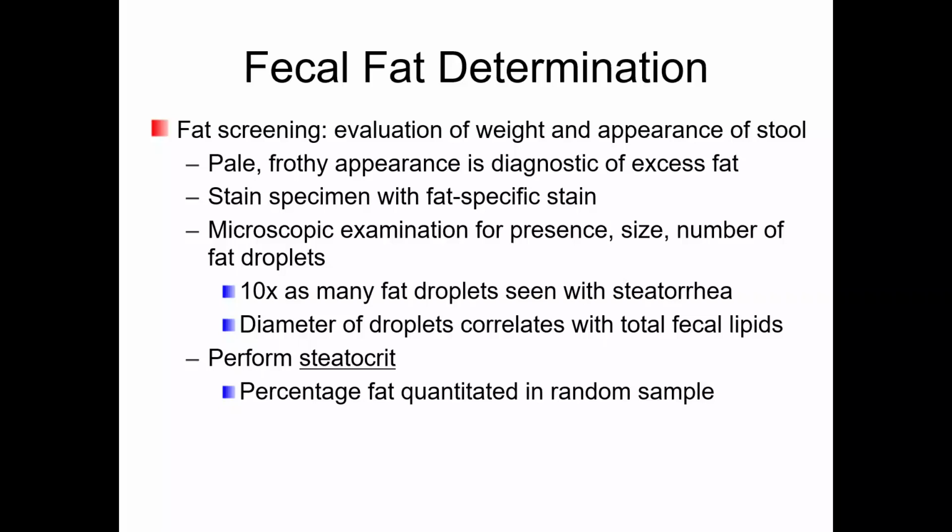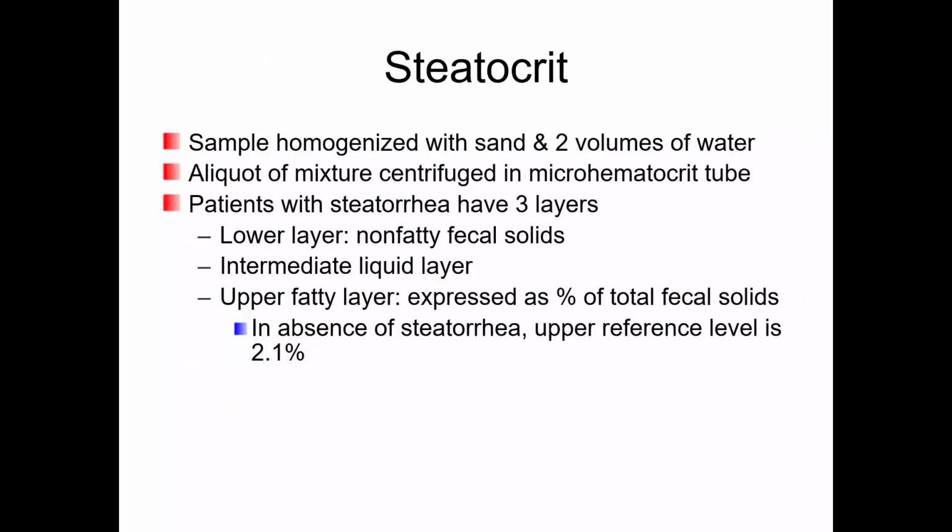Perform a Steatocrit, which is the percentage of fat quantitated in a random sample. The sample is homogenized with sand and 2 volumes of water. An aliquot of the mixture is centrifuged in a microhematocrit tube. Patients with steatorrhea have 3 layers. The lower layer is non-fatty fecal solids, the intermediate layer is a liquid layer, and the upper fatty layer is expressed as a percent of total fecal solids. In the absence of steatorrhea, the upper reference level is 2.1%, so anything higher would be steatorrhea.